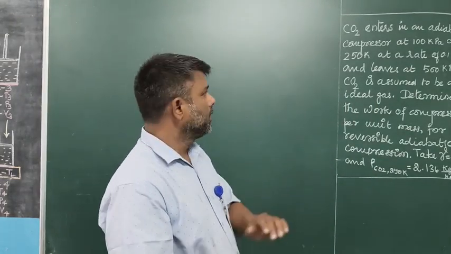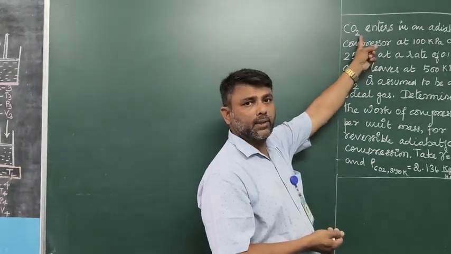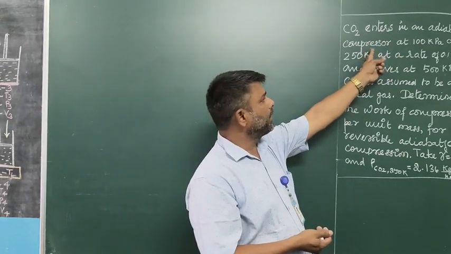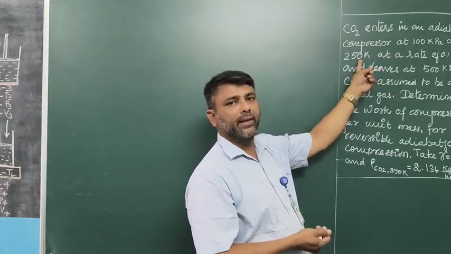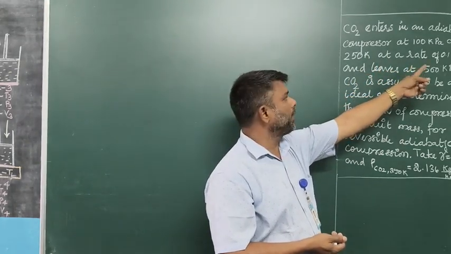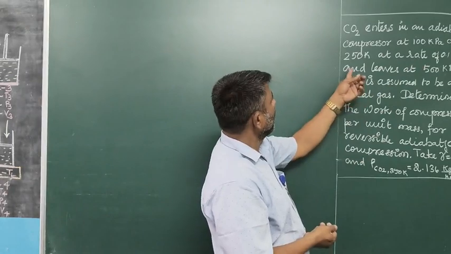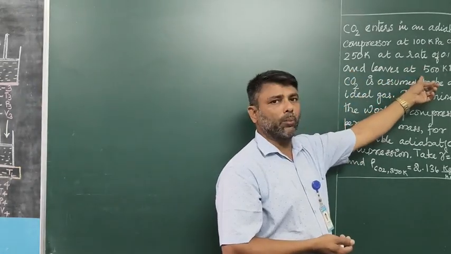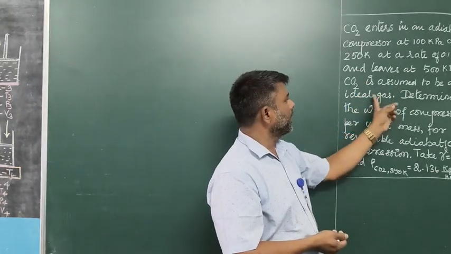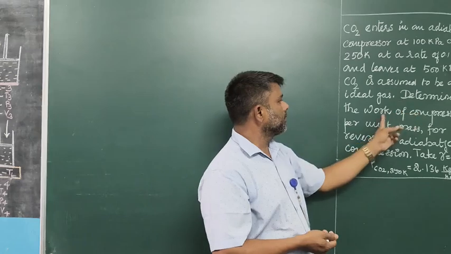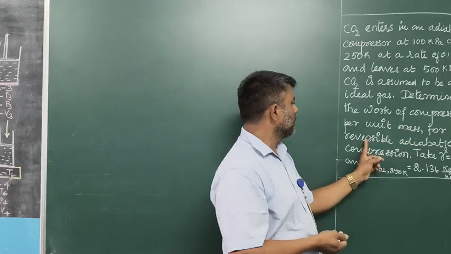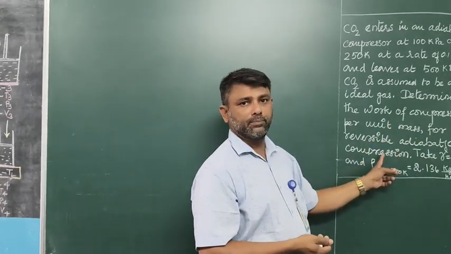The problem is: carbon dioxide enters an adiabatic compressor at 100 kilopascal and 250 degree Kelvin at a rate of 0.1 meter cube per second and leaves at 500 kilopascal. Carbon dioxide is assumed to be an ideal gas. Determine the work of compression per unit mass for reversible adiabatic compression.